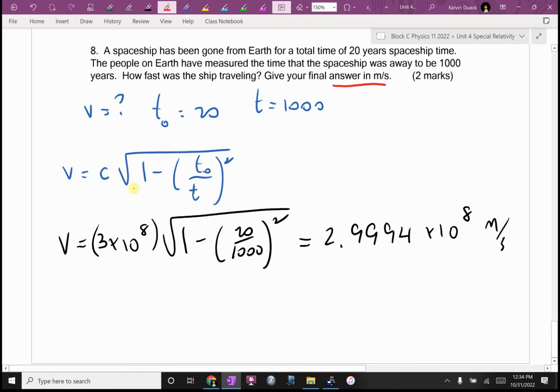And again, I would give you 1 mark for the equation, half mark for the numbers, half mark for the answer. Can you give yourself a lovely score, please, out of, I think it's out of 18.